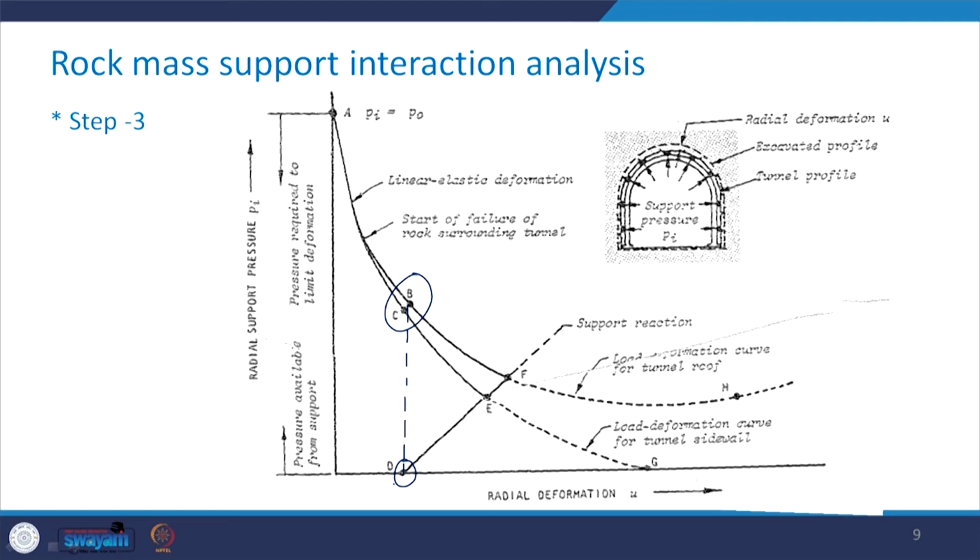And see, here at point D you will not need any support pressure. So here you see that it is starting from this point O. So the support pressure corresponding to the point D is going to be equal to 0.